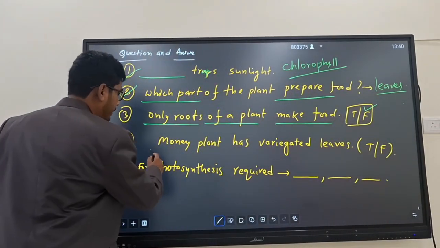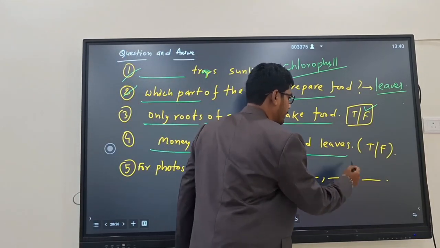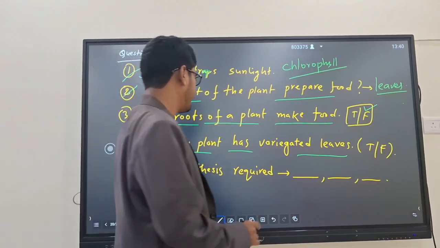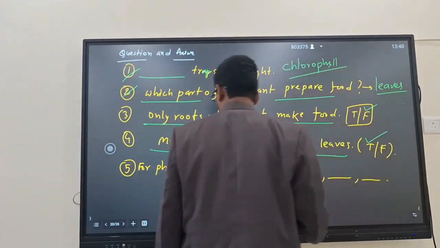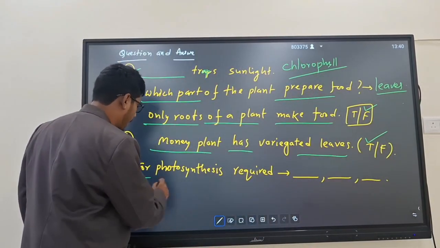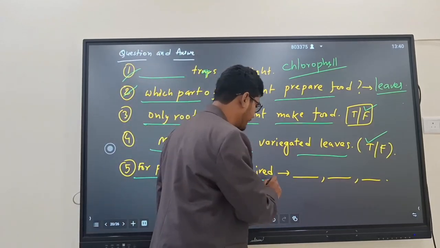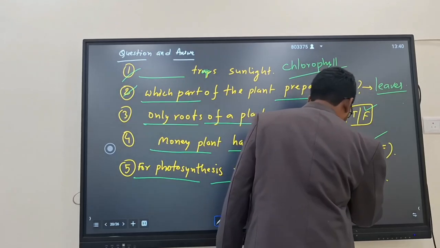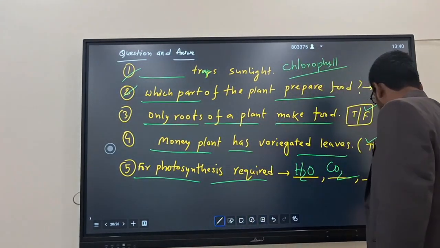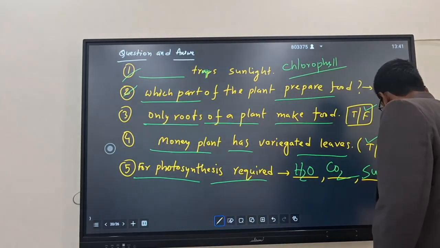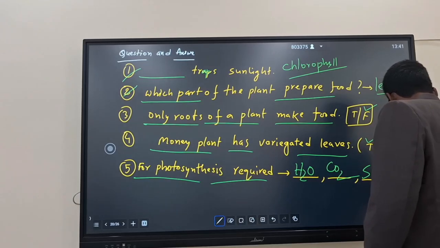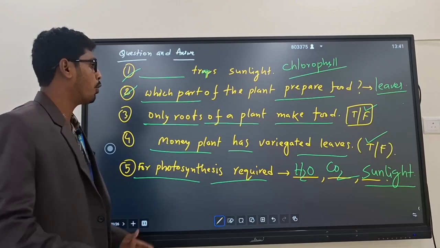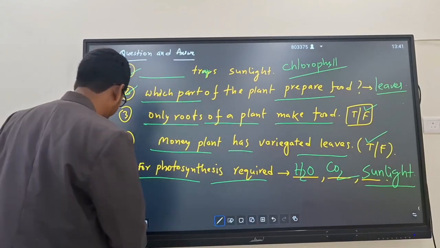Okay, money plant has variegated leaves, true or false? Definitely true. Money plant has variegated leaves. Okay, for photosynthesis mainly three things are required: water from the soil, carbon dioxide gas from humans or animals, and sunlight. These three things are needed to complete the photosynthesis process. Okay, next slide.